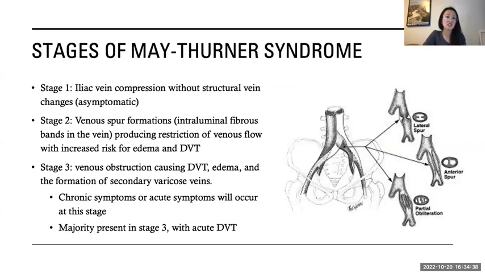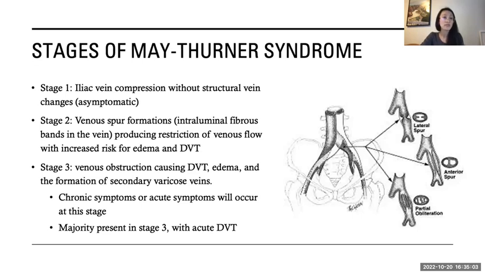In terms of the stages of May-Thurner, it's important to recognize that iliac vein compression without structural vein changes is actually very common in the general population, and many people will have it, and it does not mean that they will develop May-Thurner syndrome, which is when you actually have true symptoms or DVT associated with this vein compression. Typically, stage 1, which is that compression without those structural changes, is asymptomatic.